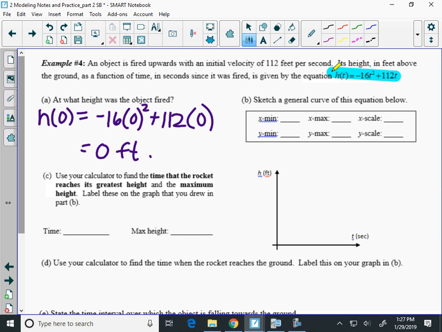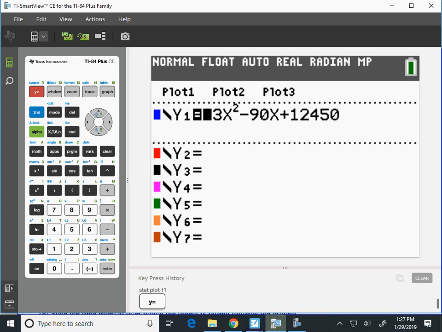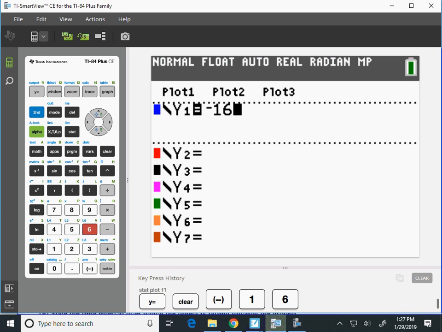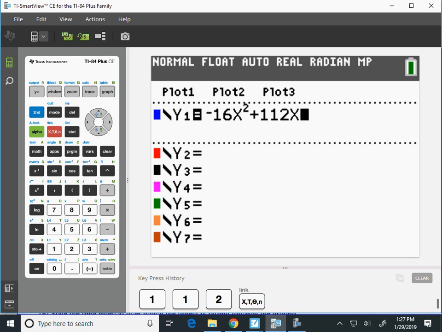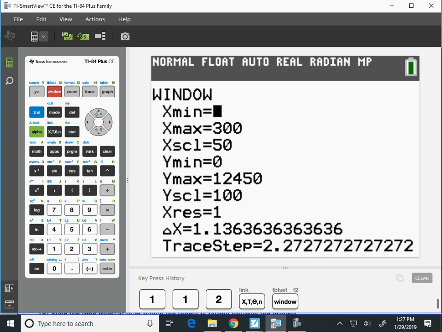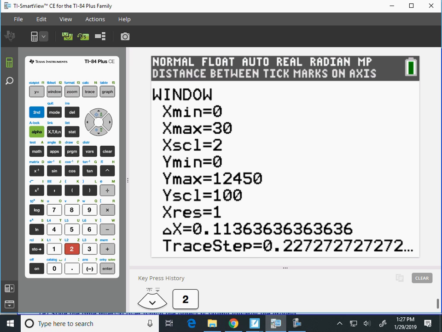So we need to adjust our window here so that once we type this in, we can see it. So negative 16x squared plus 112x. Now let's make a guess. We don't really know how high it's going to get, but what do you want to make your x window, and then we can adjust higher or lower. Let's just pick something. 0 to 30. Okay. You can go by 5s, or 2s. I have 2, so we're going by 2.